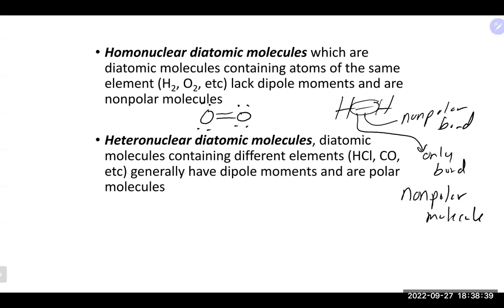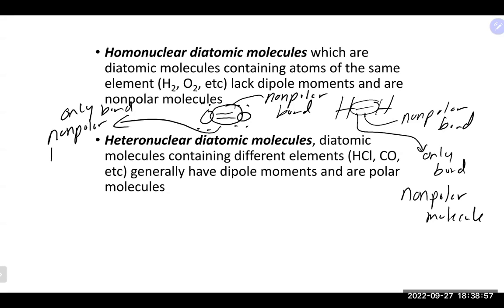Same thing here. These are both oxygen. The only bond that we have is this double bond between them. That is a nonpolar bond. And because that is, again, the only bond there, that would mean that this would be a nonpolar molecule. Each of those would not have a dipole moment. Basically, overall, because there's only that one bond, the electrons would be shared equally. There's no side that's more negative or more positive.